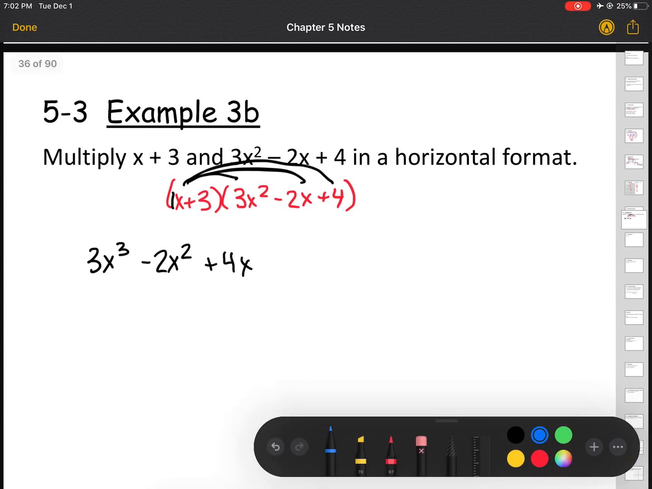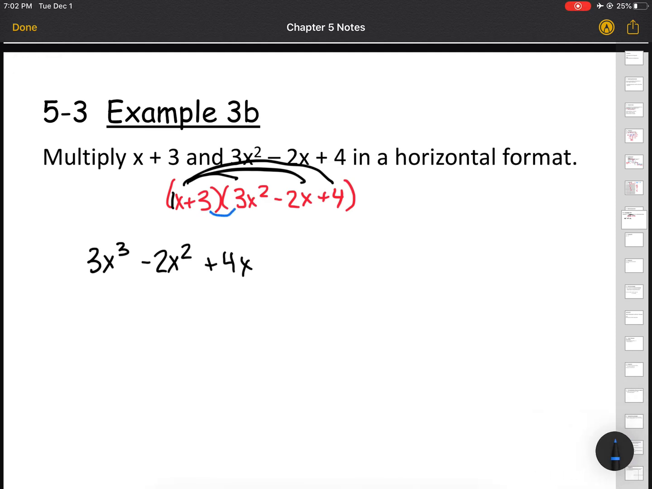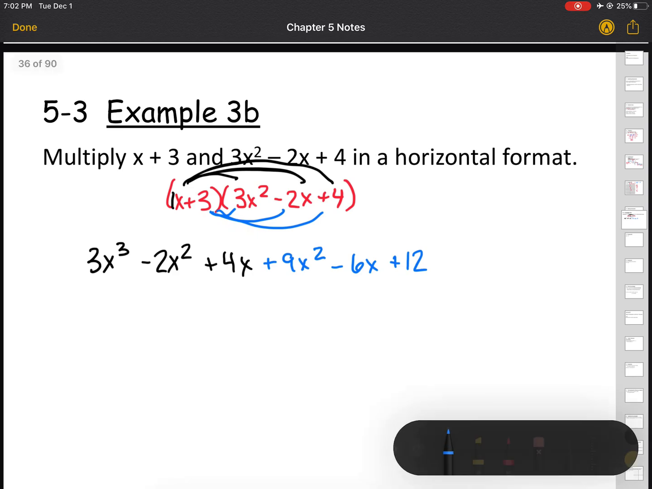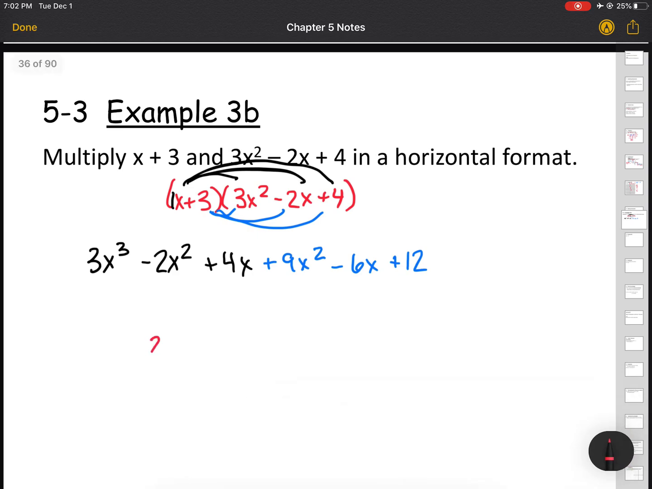Then if I take my second term there, the 3, to everything, 3 times 3x squared is 9x squared. 3 times negative 2x is negative 6x. And 3 times 4 is 12. Again, I don't have any other exponents of 3, so I'm going to drop it down.